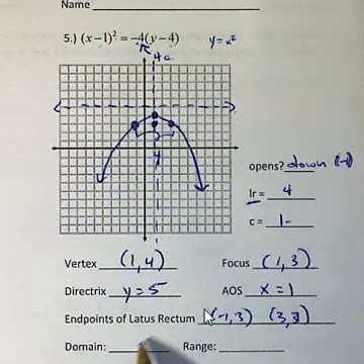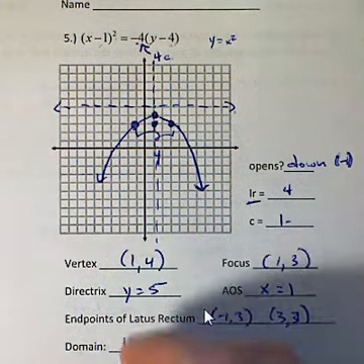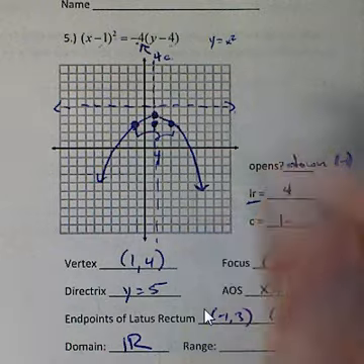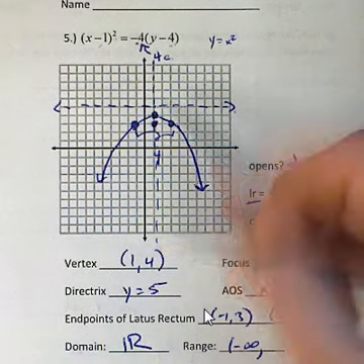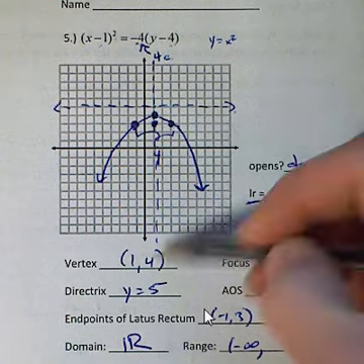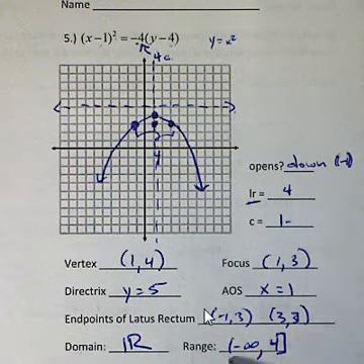The domain of this, you can see that x's are going that way forever and they're going that way forever, so the domain of this parabola is all reals, and the range goes down to negative infinity, but it's bounded on the upper bound by this vertex point, and the y-coordinate of that vertex point is 4. So we stop at 4. We include 4, but we can never get to negative infinity.